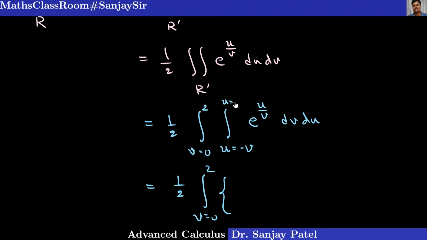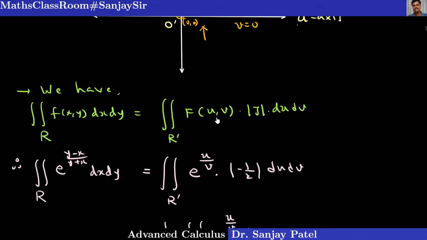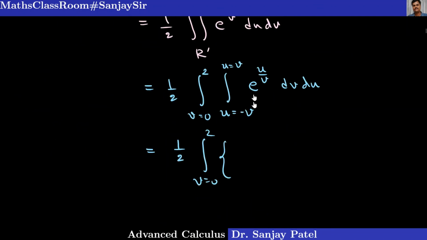We have seen the limits of u. Let me show you again. u varies from minus v to u is equal to plus v. So I should write here u is equal to minus v to u is equal to plus v, and v varies from 0 to v equal to 2. You can write like this also.